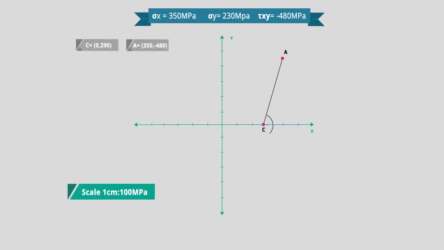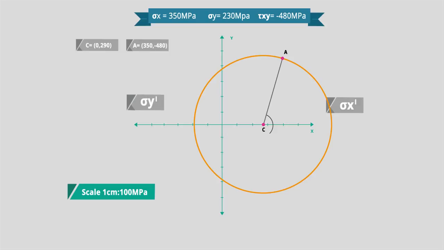Once R has been determined, sketch the circle. Yeah, this is a Mohr circle. By this circle, we could define the value of normal stress x-axis, normal stress y-axis, and shear stress xy-axis.